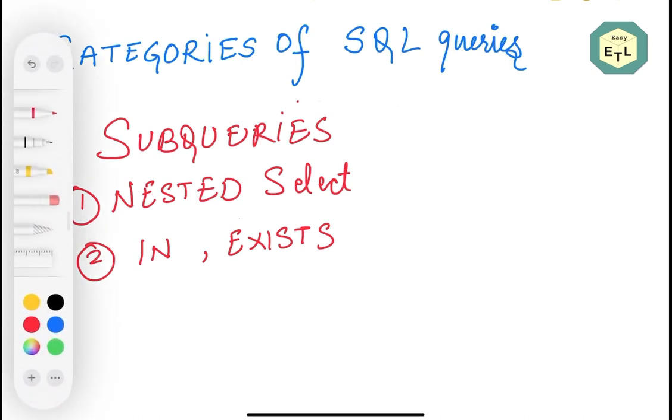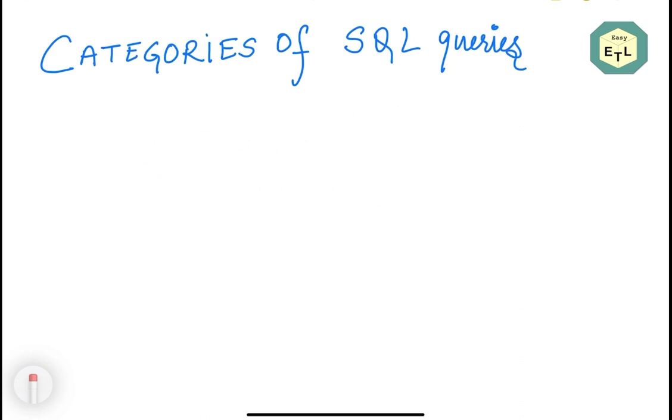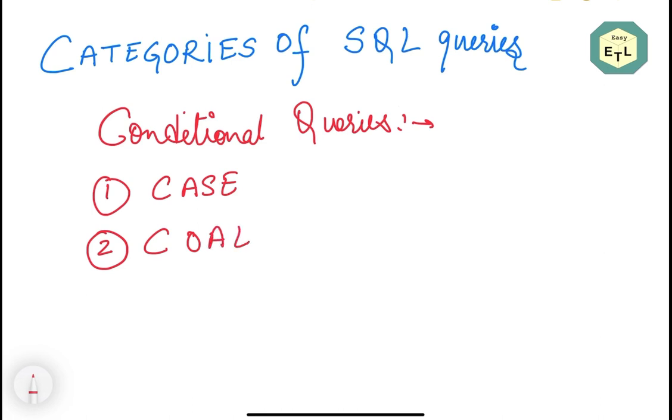And let's move on to the next category, which is conditional queries or statements, right? Now in this we have two types. One is CASE and the other one is COALESCE or NULLIF, right?